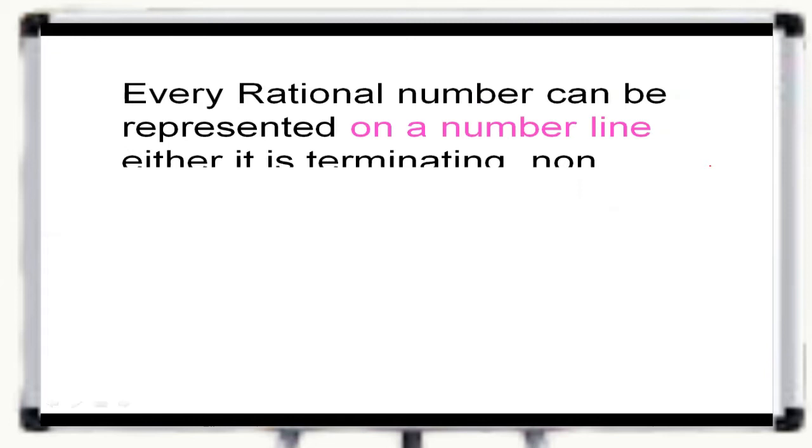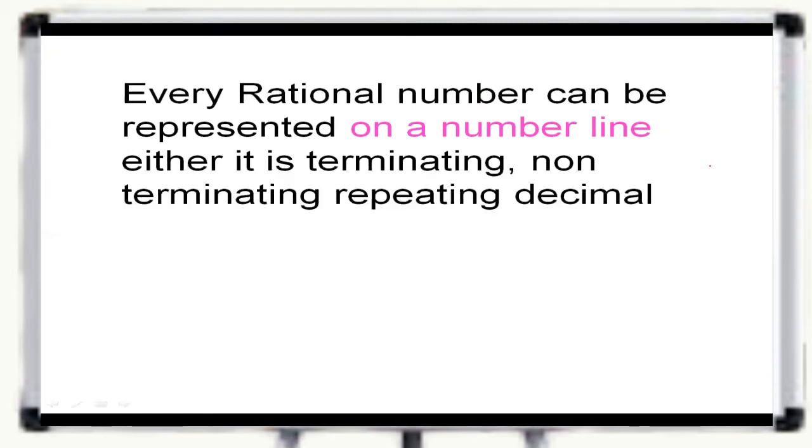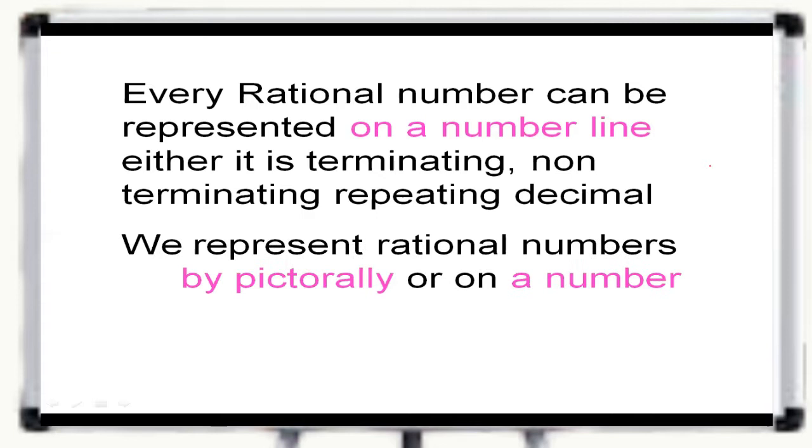Every rational number can be represented on a number line, whether it is a terminating or non-terminating repeating decimal. We represent rational numbers pictorially. Already you know how to show rational numbers pictorially in your previous class. We can show rational numbers on a number line also.